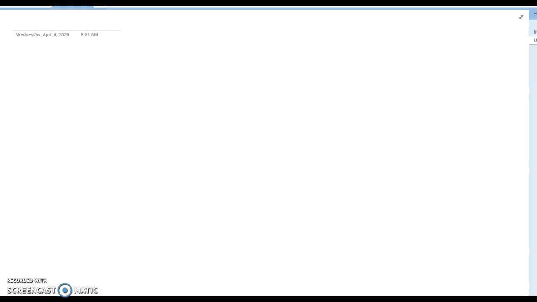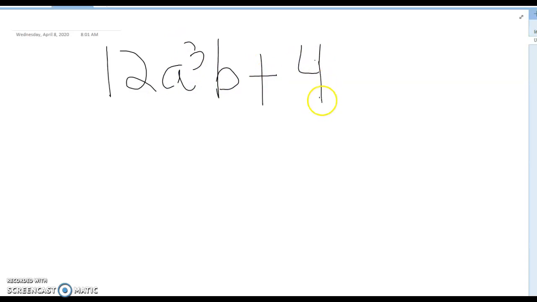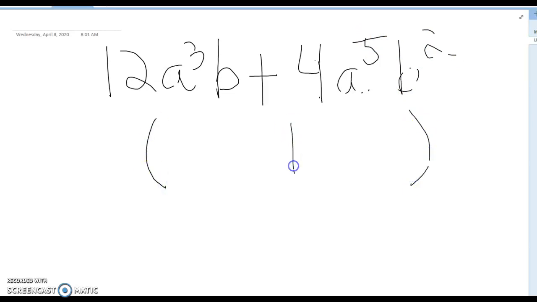Let's try one more. I'm trying to look at the book. I could just make them up. If I do 12a to the 3rd b plus 4a to the 5th b squared, I'm going to first look at the numbers. There are different ways, whatever works for you. I like to do this so I don't forget anything. I take everything one at a time, and then I write stuff down so I don't have to go back and remember what I was doing.